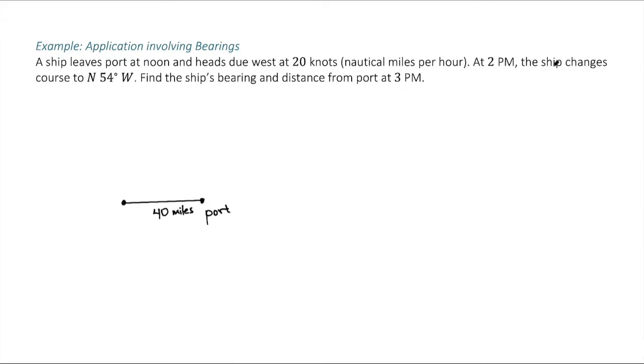Okay, the ship changes course to north 54 degrees west. So let's go ahead and draw that. This is a bearing. Here's the north-south line. From north 54 west, that's going to be something like this. So this angle right here, that's our 54-degree angle.